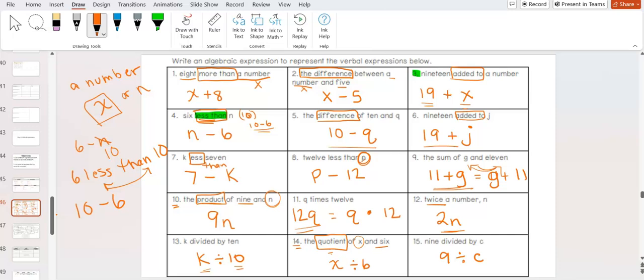Like I said, subtraction and division are going to be your 2 hardest ones. And then any word that you don't know what operation it means. Like if you still struggle with the word difference, or if you don't know what a quotient is, those are going to be the hardest things.